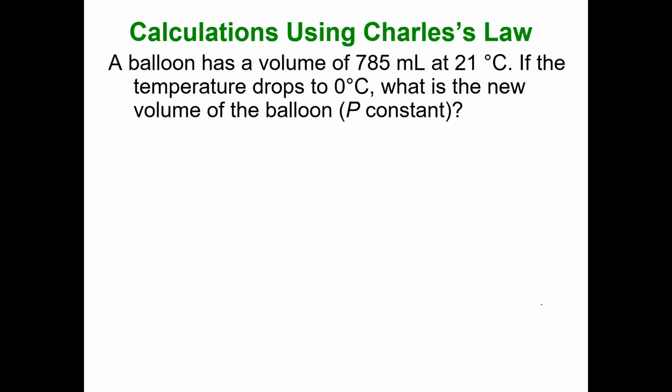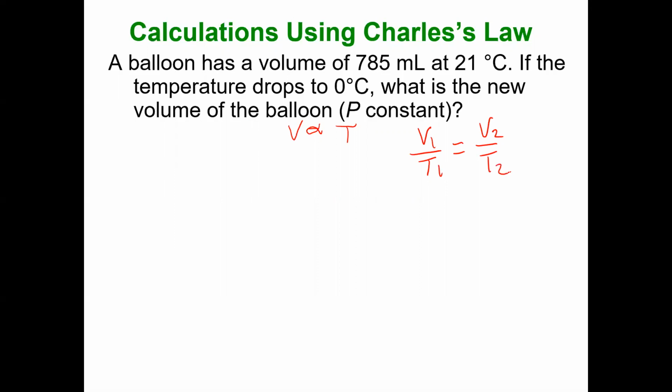So can we do calculations for Charles' law? And again, we just saw that Charles' law is volume is directly proportional to temperature. So if I was to put this on the same side, I would have V over T always equals V over T. And I have initial conditions and final conditions.